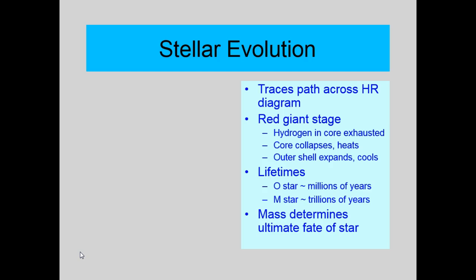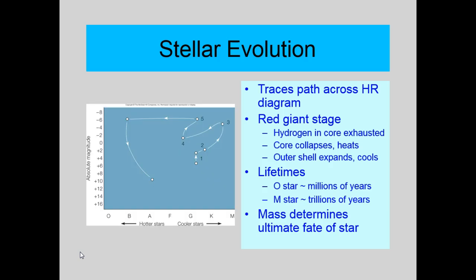The mass determines the ultimate fate of the star, which is what's coming up next. The mass determines how long they live, but it also determines what the ultimate fate is. And that's what the next slide is going to illustrate. Okay, well, I'll wait for a minute until you get that. Let me see. Yes, here it is. So you started in the main sequence here, okay? And then when the hydrogen was exhausted, the core collapsed, the outer shell expands, cools, it becomes a red giant.